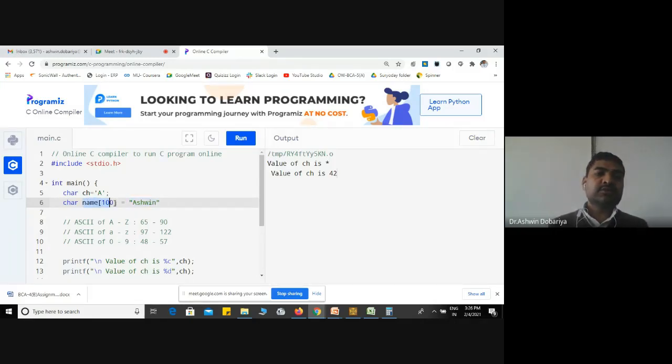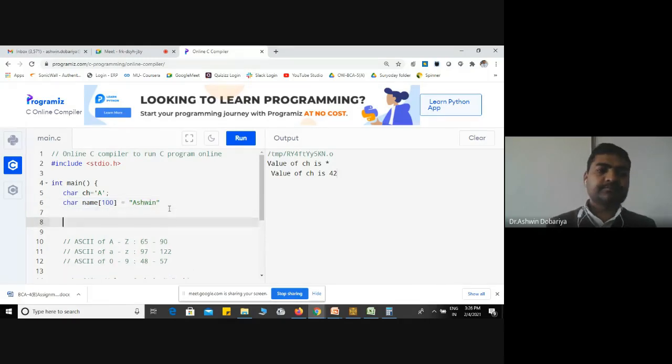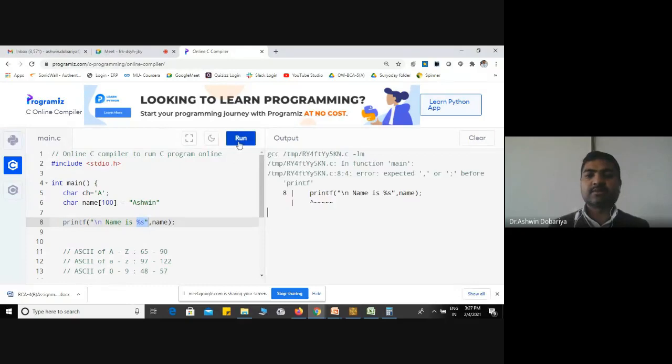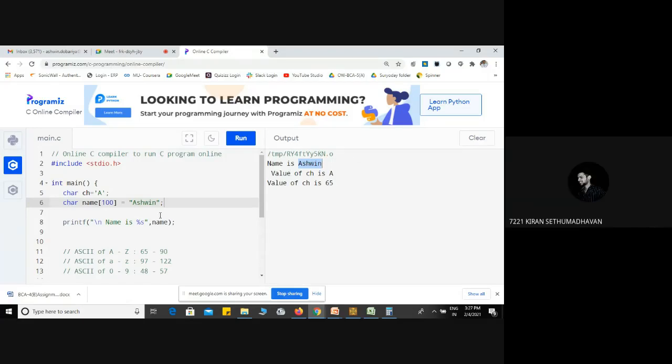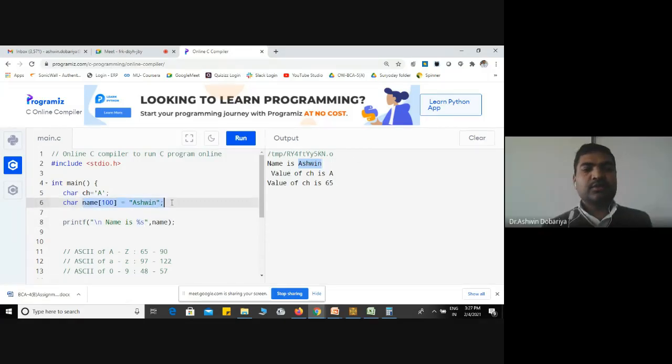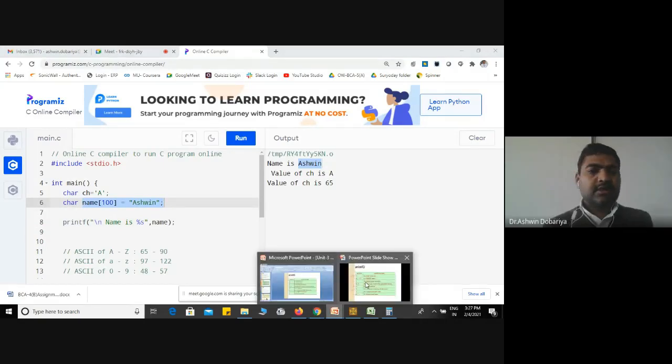Now suppose I want to display this string. In that case, name is %s. The s means string. Whenever I want to display a string, I have to use %s. So this is the concept over here. Yes, the semicolon is missing over here. So see, it displays Ashwin as it is. Clear? Yes, sir. %s is used to display a string. Okay, so up to here we have finished.